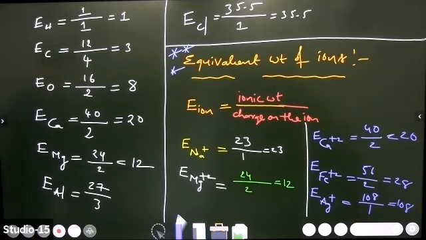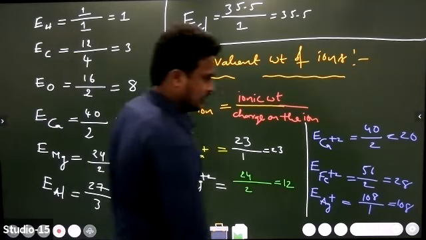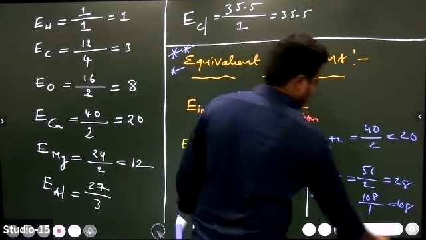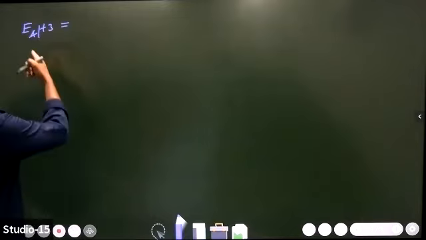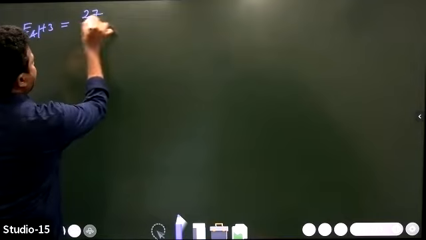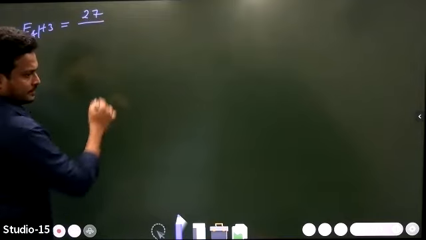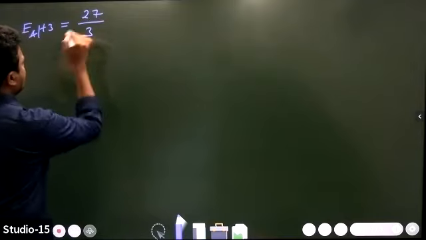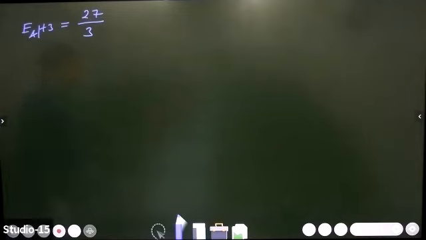Now tell me what is the equivalent weight of Al plus 3? Aluminium plus 3. Atomic weight or ionic weight of aluminium is 27. 27 by 3, 9. Very good. Charge on the ion equal to 3.